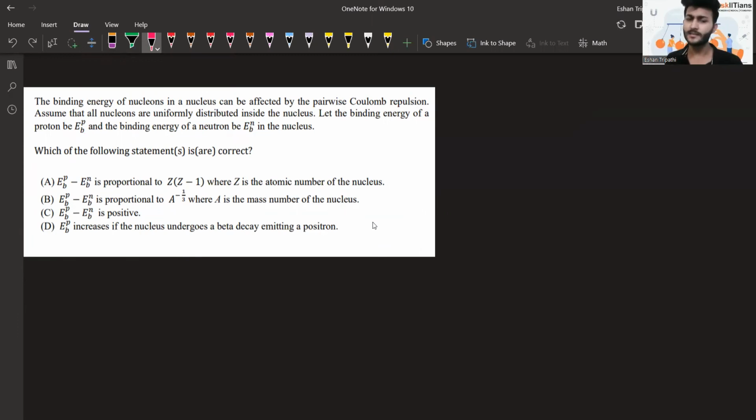So to understand this, let's see what all things they're asking, and then we will start with this question. Here they are asking us to find out the difference mostly in the binding energy of proton and binding energy of neutron.